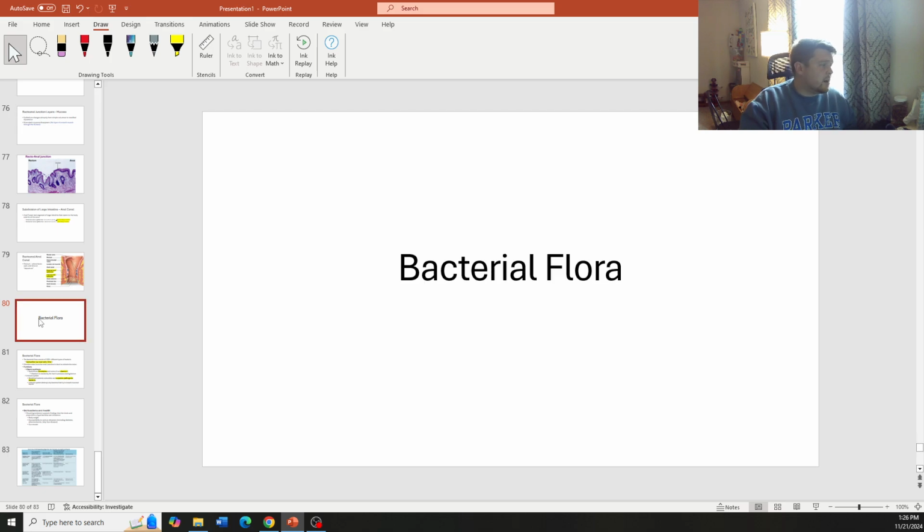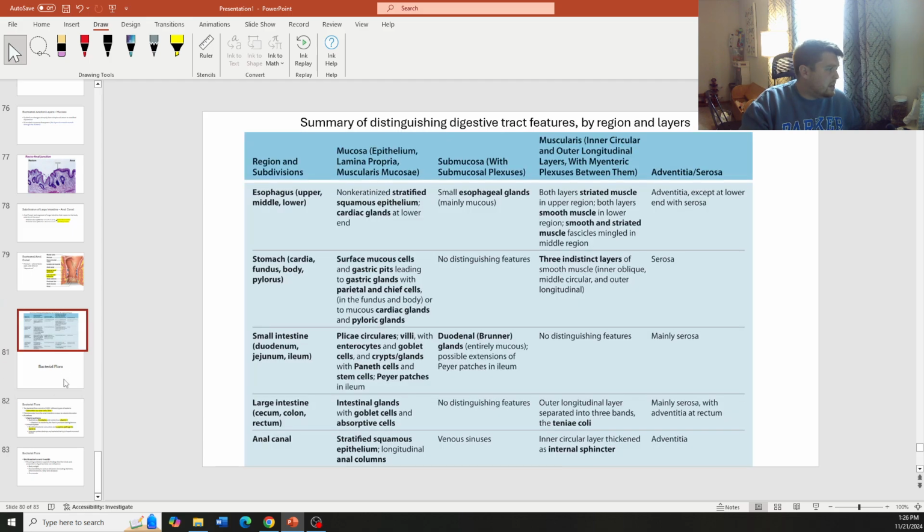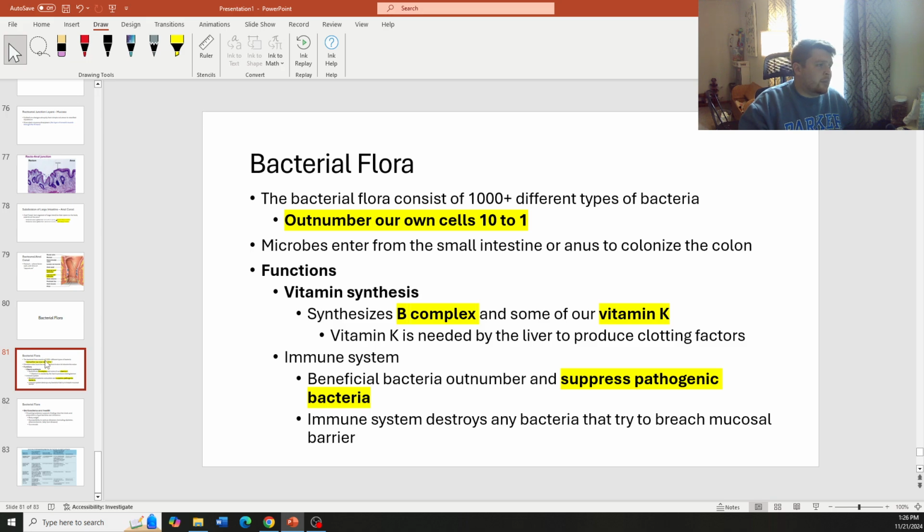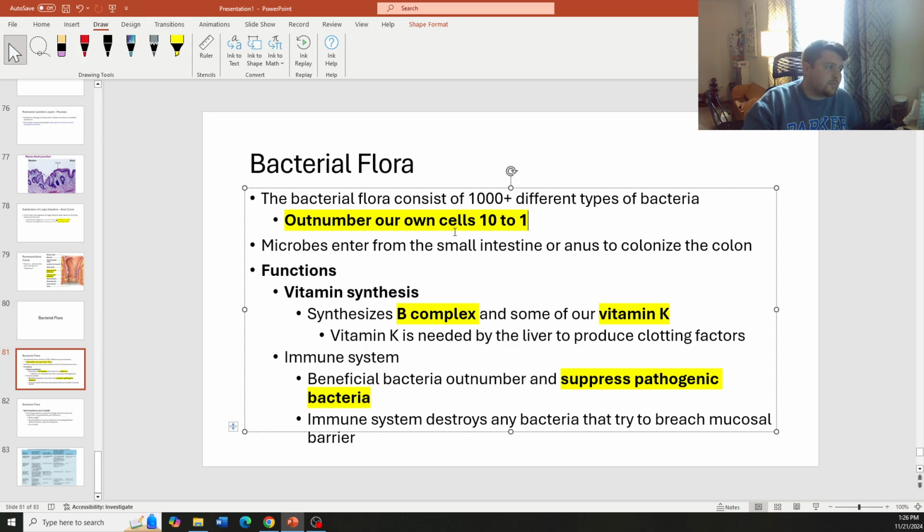The last thing we want to talk about is bacterial flora. Within the intestines there is quite a bit of bacteria, and this is actually good bacteria that we want. There are over 1,000 different types of bacteria, and there are 10 times more bacterial cells than we have cells in our bodies. So there are tons and tons of microbes in there. Microbes enter either from the small intestine into the large intestine or through the anus in order to colonize the colon.